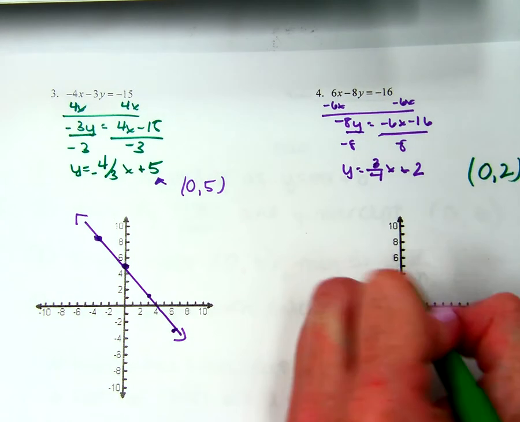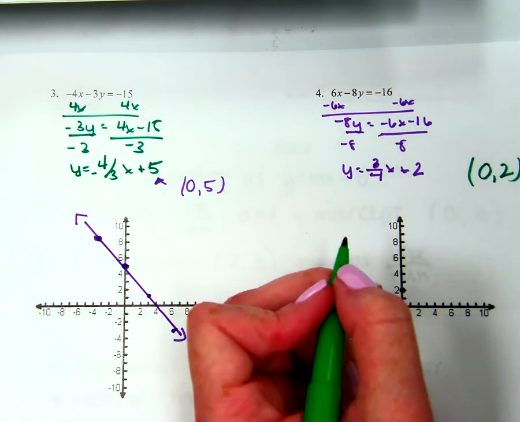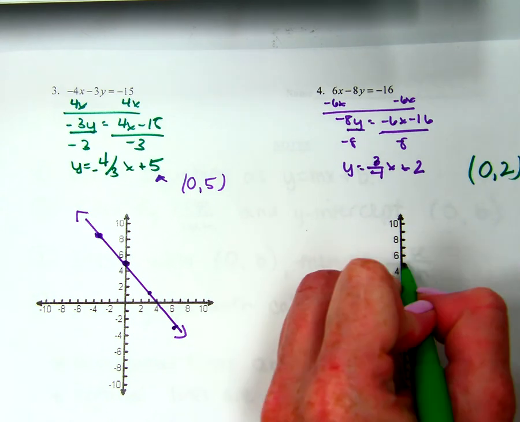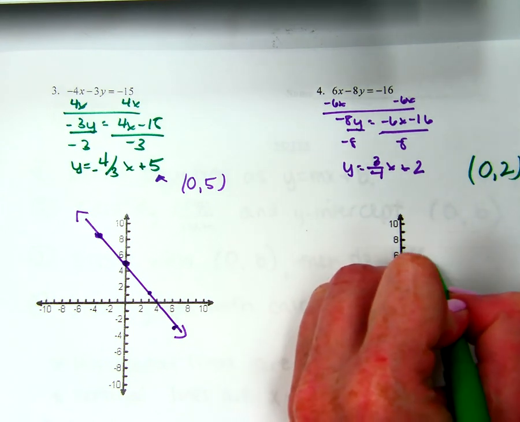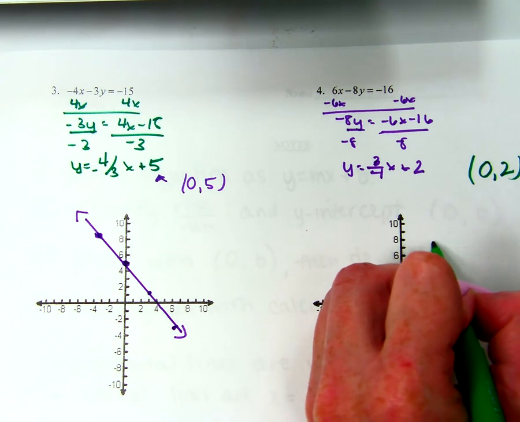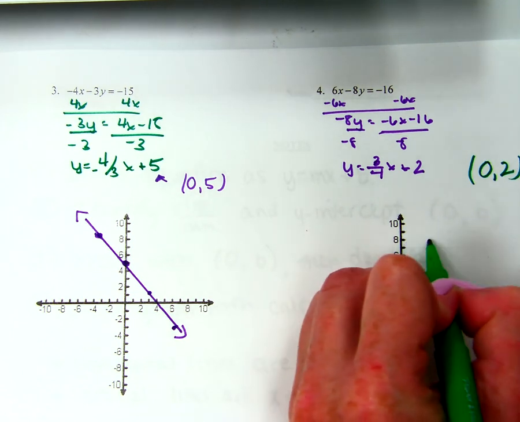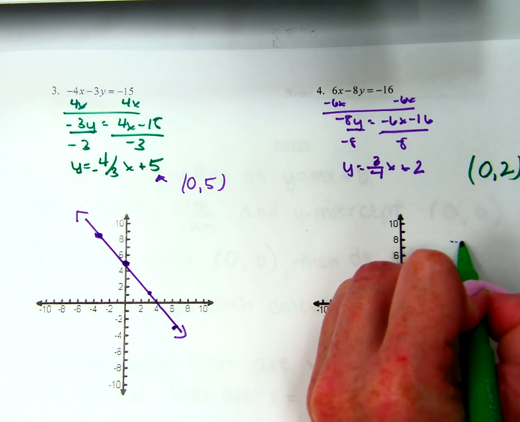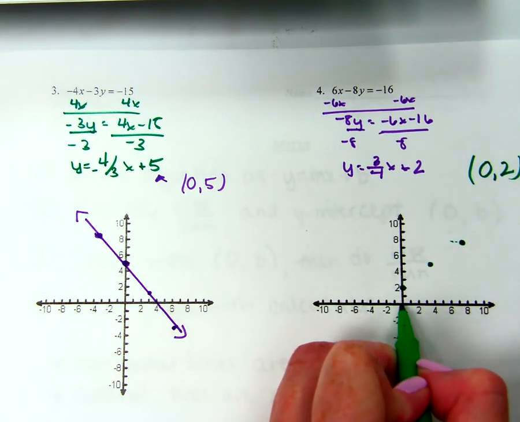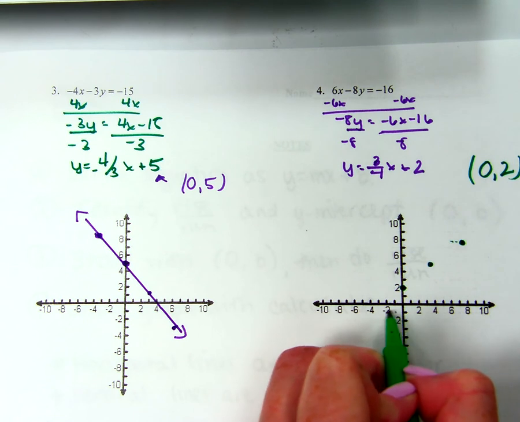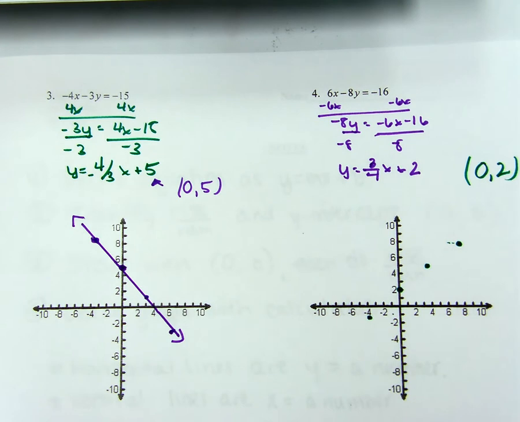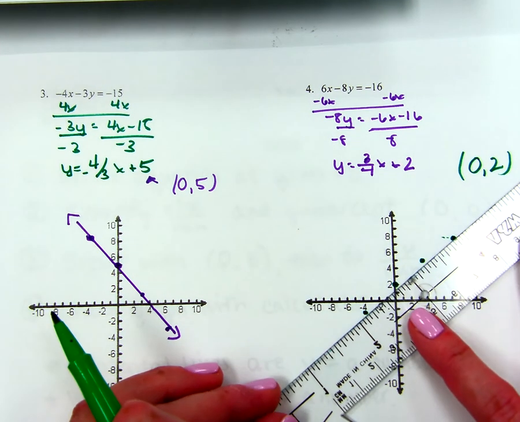Plot my point there, and I'm going to use my slope. Up 3 over 4: up 1, 2, 3, and over 4. Same thing again down: down 3 and left 4. Draw in my line.